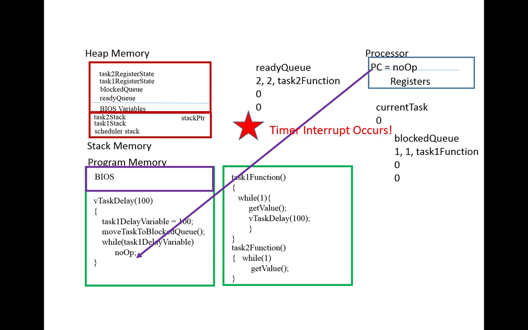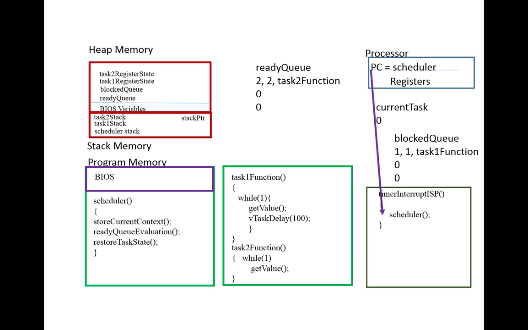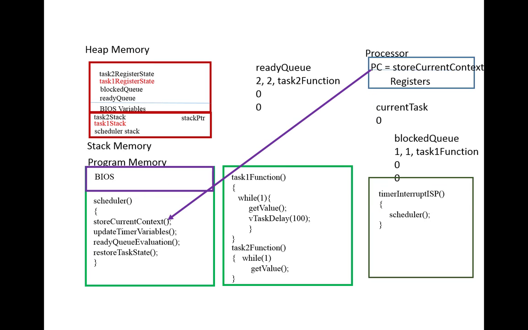Now at some point our timer interrupt occurs, and this timer interrupt will be associated with how often we want our scheduler to run. So periodically, we call it a time slice, we're going to interrupt with a watchdog timer, and we're going to say run the scheduler. And so this timer interrupt has occurred. We're going to go to the timer interrupt ISR, and we are going to run our scheduler.